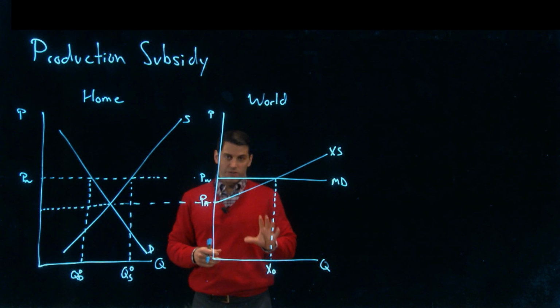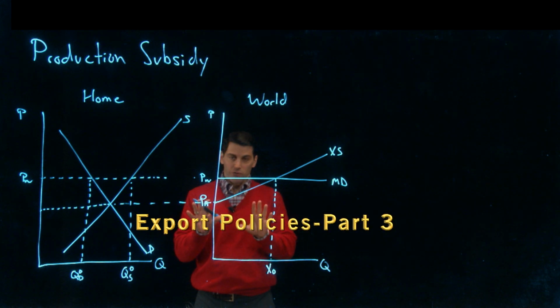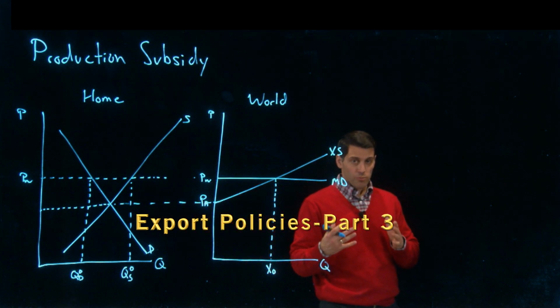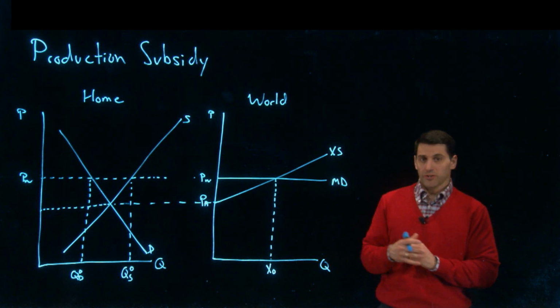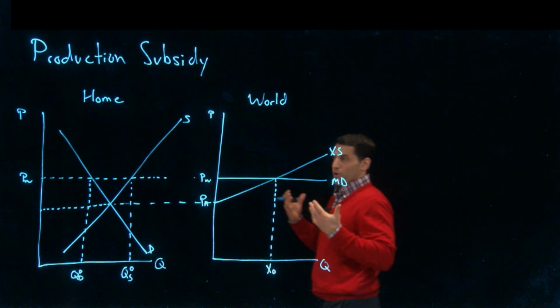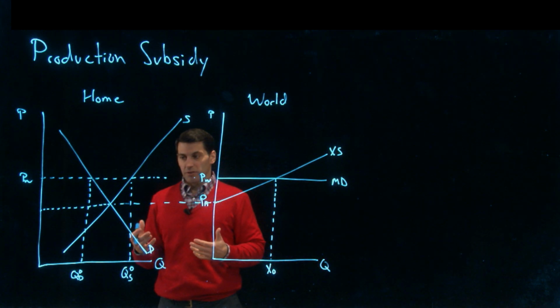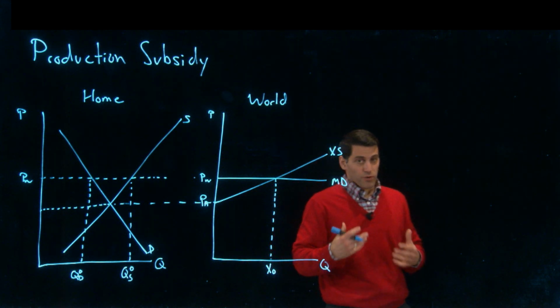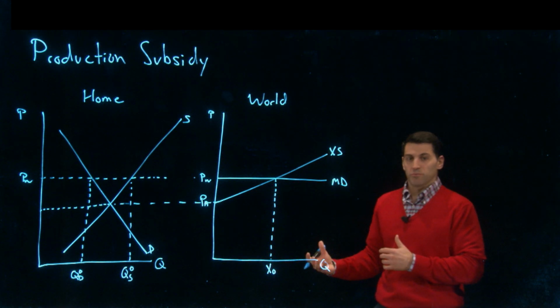So now we're going to turn our attention to a more general production subsidy. But again, we're sticking with the scenario where the home country is an exporter in this market. So what's the difference between a broader production subsidy and the export subsidy? Well, now the domestic producers will get the subsidy regardless of whether they export the product or sell it domestically.